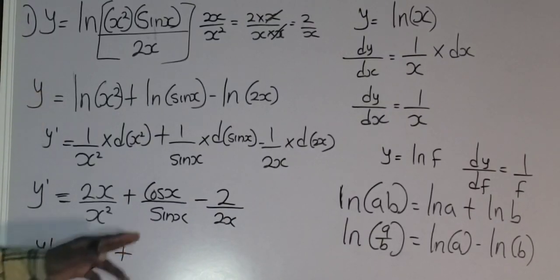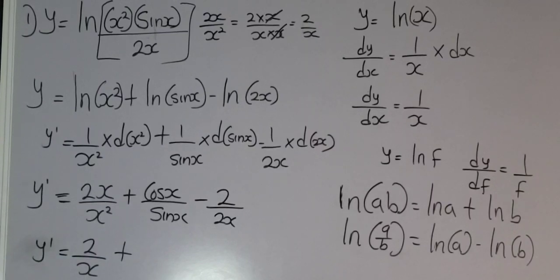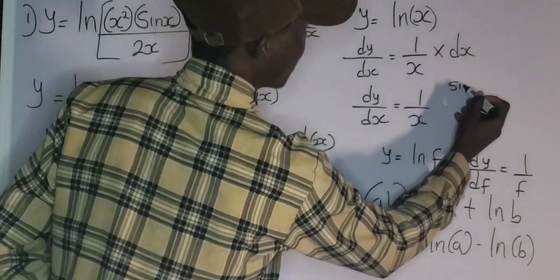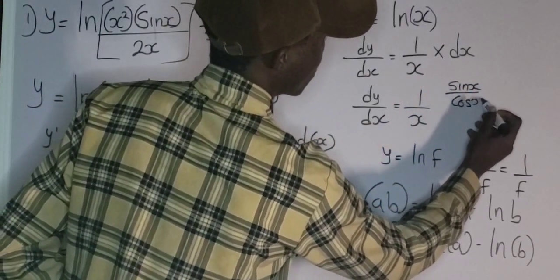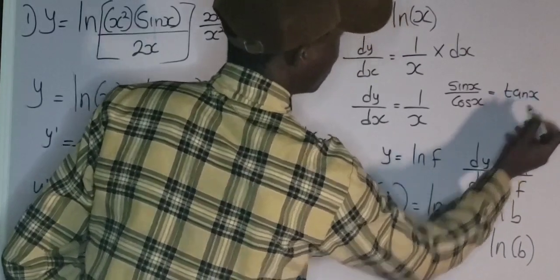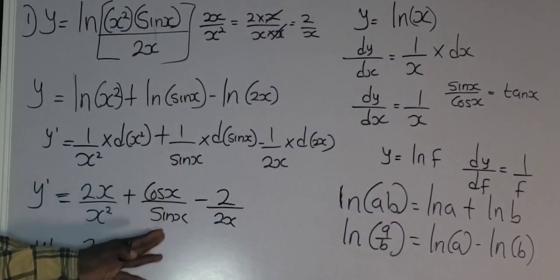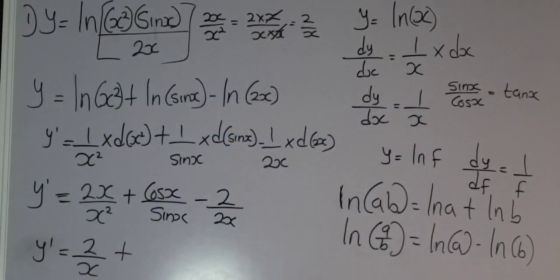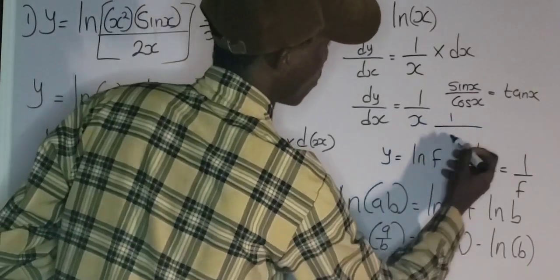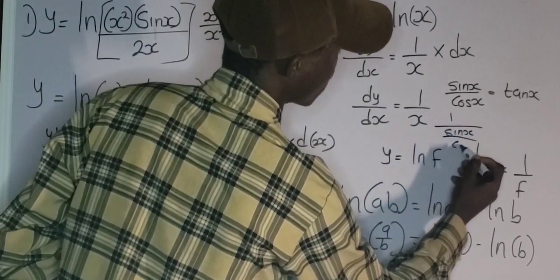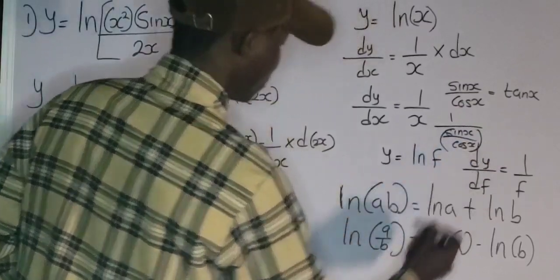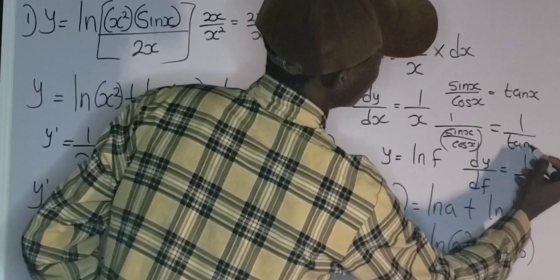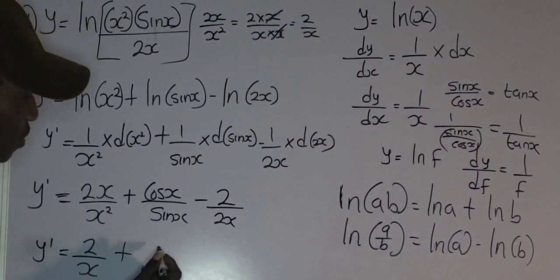Plus cos x over sine x. So don't forget, from your basic trigonometry, sine x over cos x is what? It is equal to tan x. But in this, we are having cos x over sine x. So if I take the inverse of sine x over cos x, I'm going to have what? Cos x over sine x. So the inverse of sine x over cos x is what? Cos x over sine x. So for this, that will be what? 1 over tan x. So in this equation, I'm going to have what? 1 over tan x.